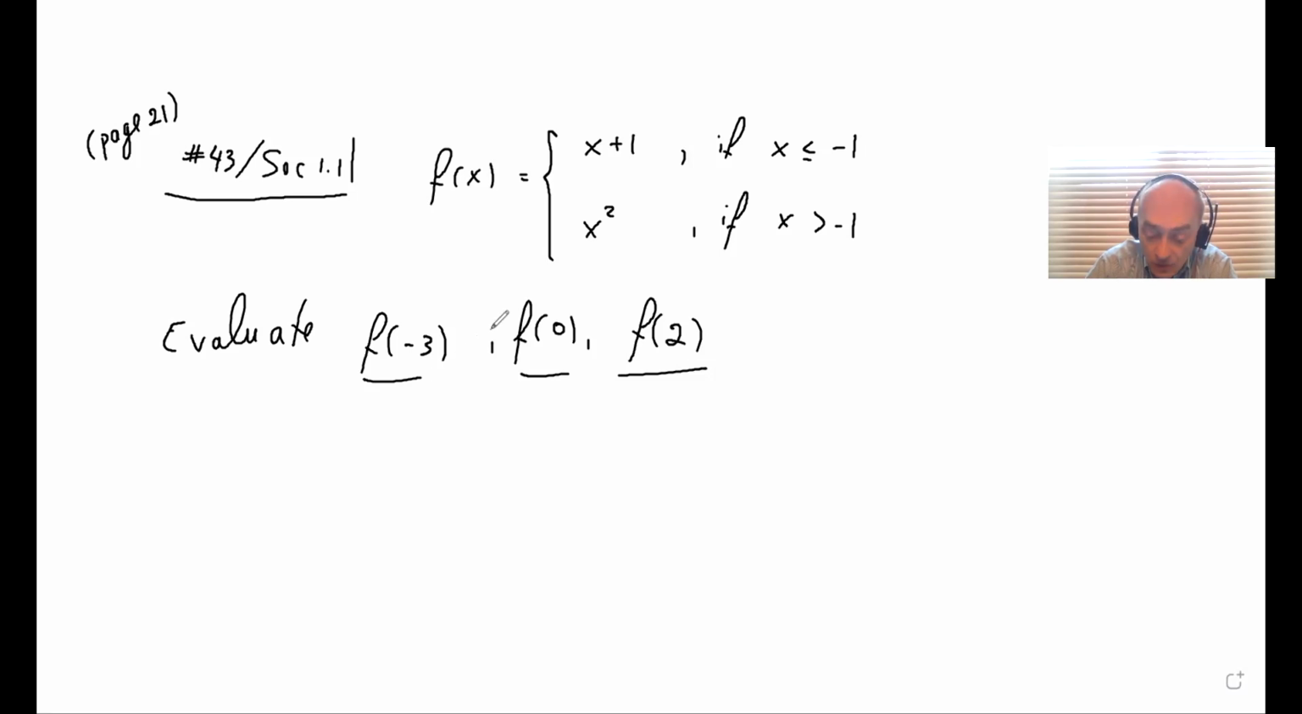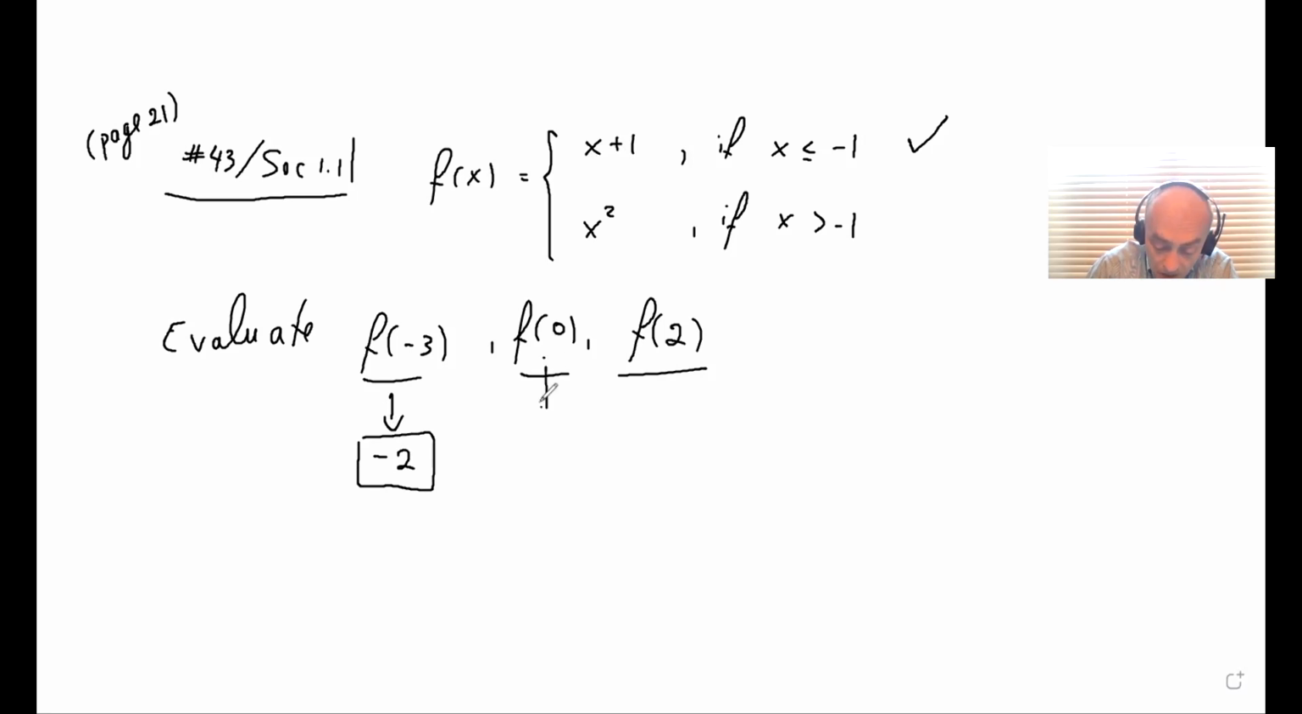So -3 is less than or equal to -1. So this formula here that I just checked applies for f of -3. We're going to do the problem without using Desmos, and then we'll do the problem using Desmos. All right, so f of -3, if we substitute -3 in the first formula, because -3 is less than or equal to -1, that's going to be -3 plus 1, which is -2. All right, this is f of -3.